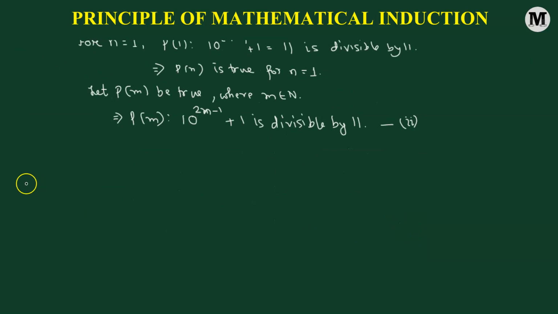Now using this, we need to verify the fact that P(m+1) is also true. So why are we choosing P(m+1)? That means if P(m), where m is some natural number, is true, we'll check whether the next consecutive natural number after m, which is m+1, makes that statement true or not. If it makes that statement true, we can say that it's going to be true for all natural numbers.